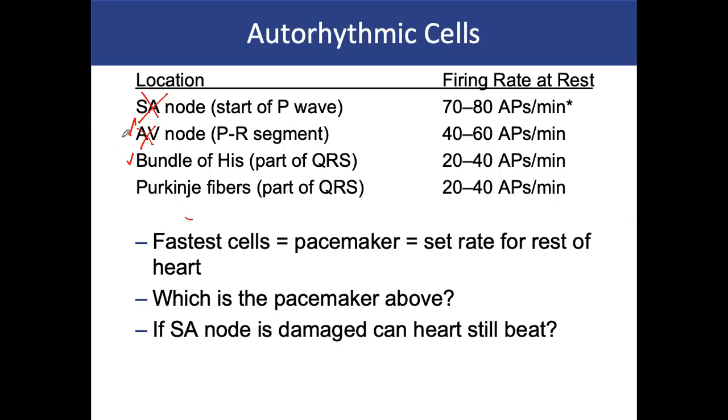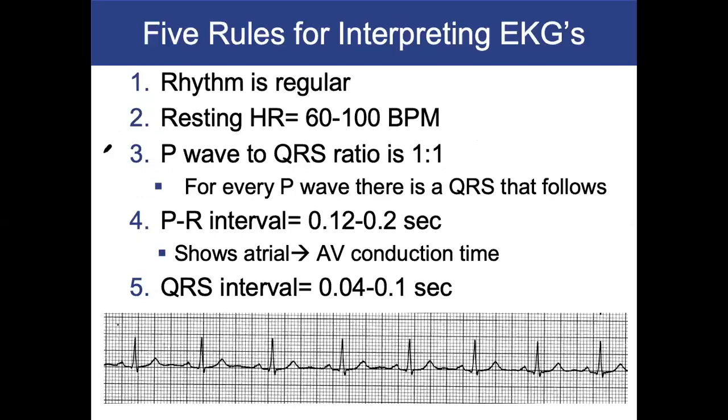Can you survive without your SA node contracting your atria? You actually can, because the ventricles are below the atria, and so they get blood from the atria just because they're below the atria. And the ventricles are the ones that contract and pump blood to the body. So you can survive without the atria contracting, but you can't survive without the ventricles contracting. Okay, so this is what you did for labs. First you labeled your P, QRS, T, your PR interval, your QRS interval, systole and diastole.